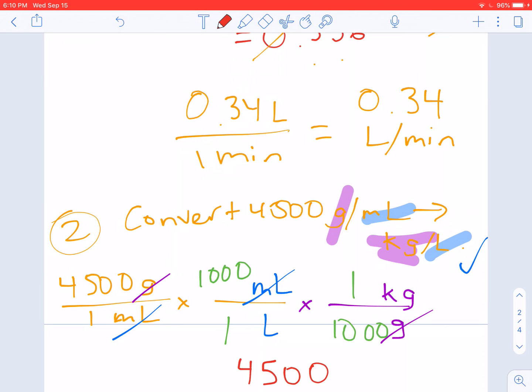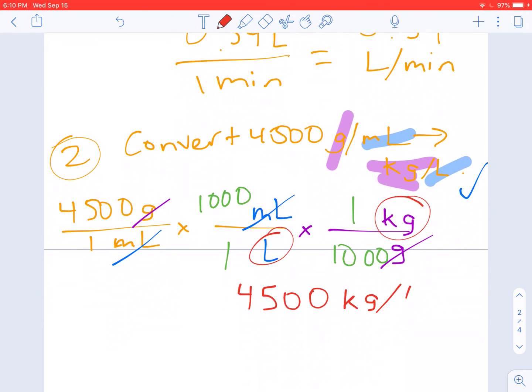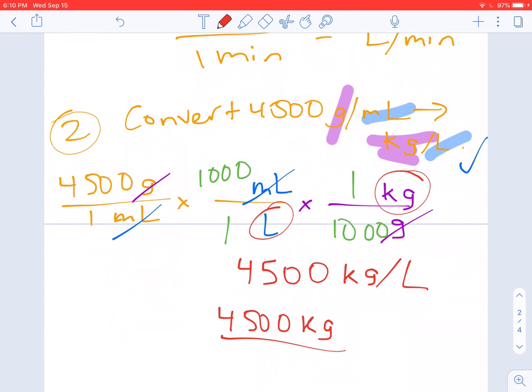However, my units are now different. I have kilograms per liter. So you could do that as an answer, or you can leave it in its fraction form and put a 1 there if it's bothering you. Either one of those are fine because I have a number with sig figs and units.